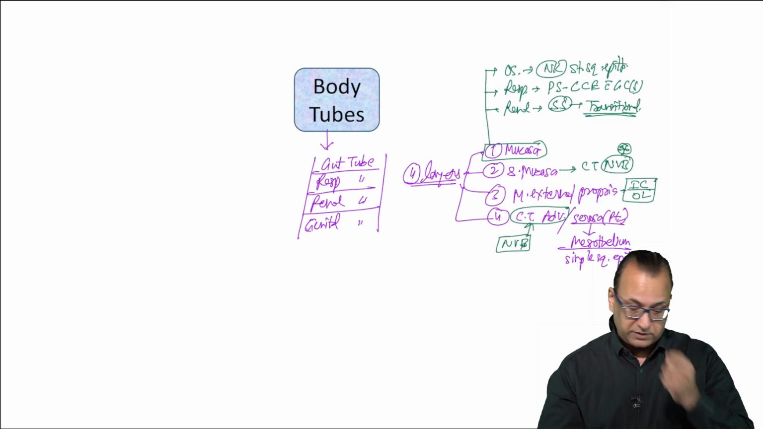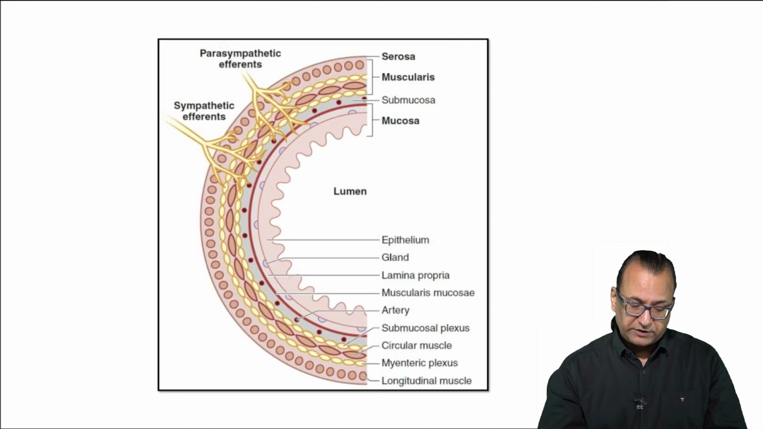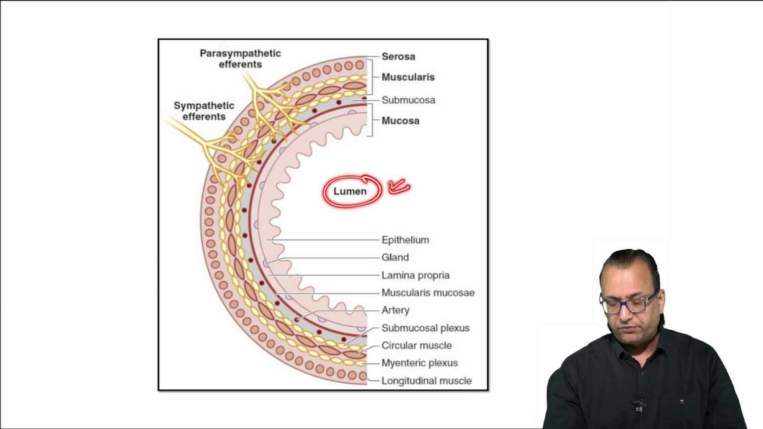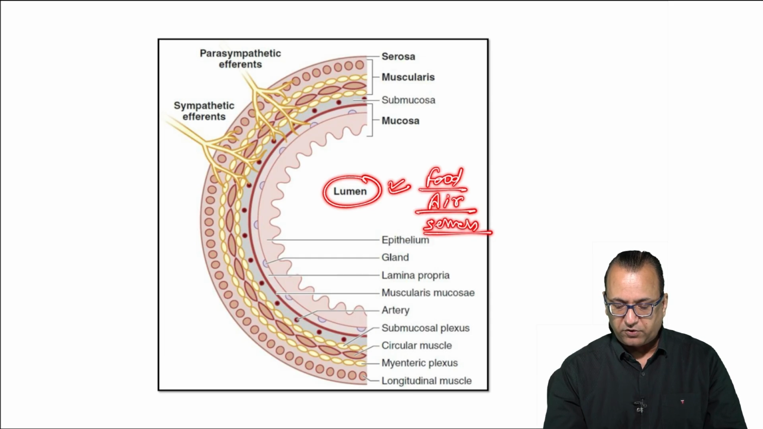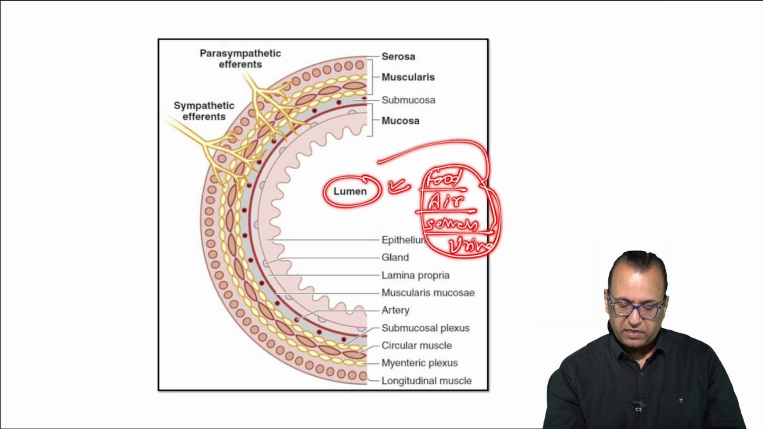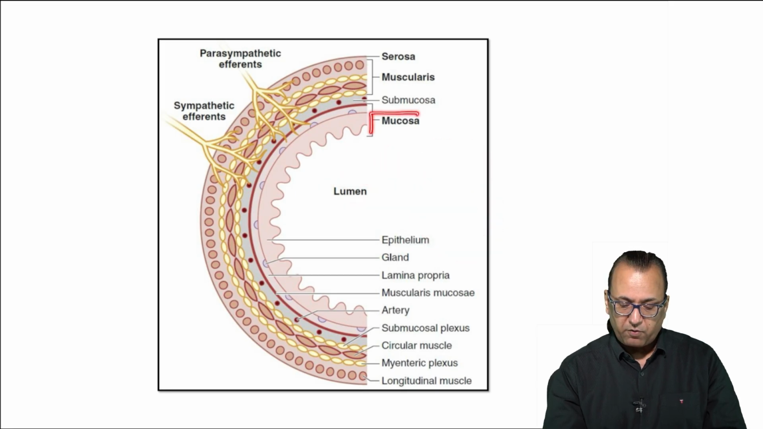Now let us look at some diagram and draw our own diagram. As we say, this is the body tube. It could be any body tube, say for example gut tube. There will be a lumen. Lumen will have food if it is gut tube, and it will have air if it is respiratory tube. It will have the genital secretion like semen if it is genital tube, or it could be renal tube, so it will have urine. So all these things can be there in the lumen, but it is lined by, number one, mucosa.